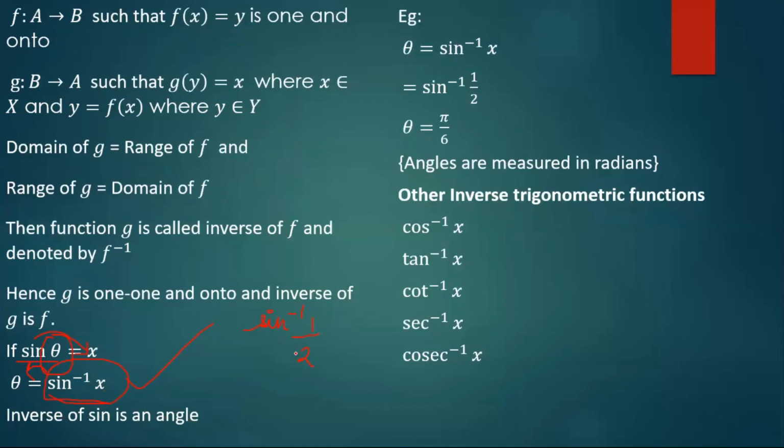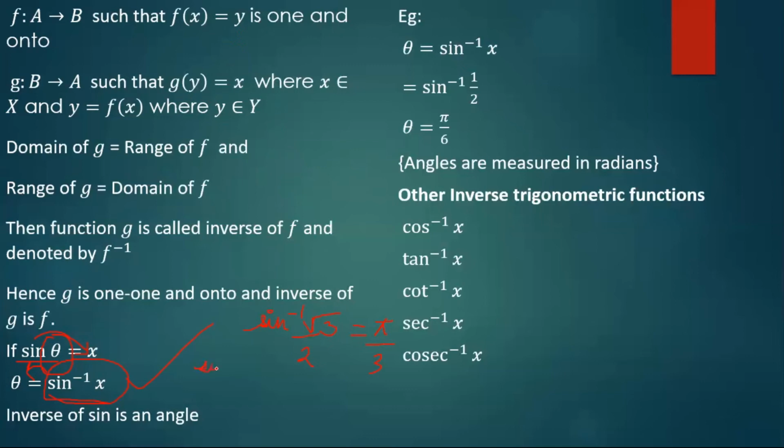Not half, I'll take root 3 by 2. What is sine inverse root 3 by 2? It should be some angle, right? What angle will we take? It will be pi by 3. That is, you know, sine 60 is root 3 by 2.